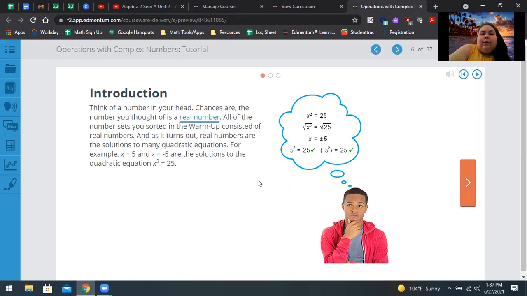And it turns out real numbers are the solutions to many quadratic equations. For example, x is equal to 5 and x is equal to negative 5 are solutions to the quadratic equation x squared equals 25. So why are we talking about a little bit of polynomials?